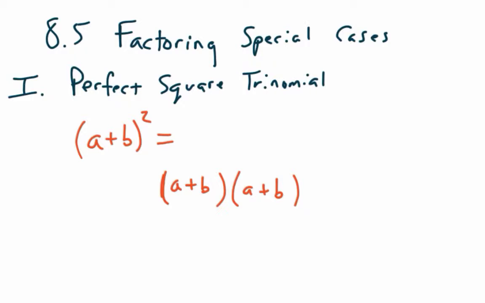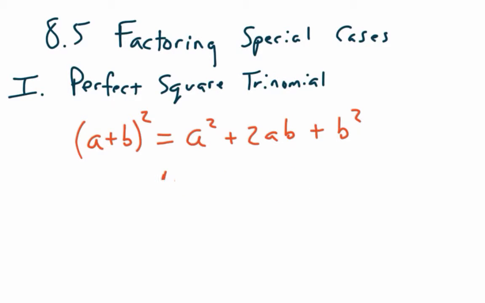There'll probably be one question like that on the test. For that, you need to actually go through and FOIL. You're going to end up with a trinomial, not just a squared plus b squared. What you end up with is a squared. You want to remember the middle part? Plus 2ab plus b squared. So that's our first one.